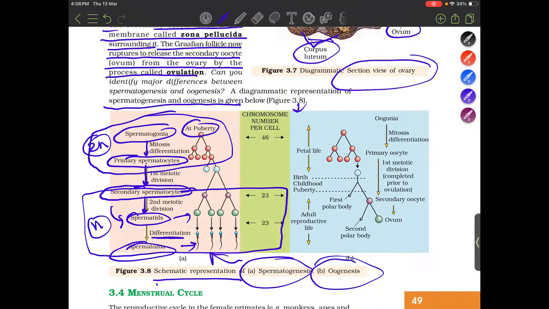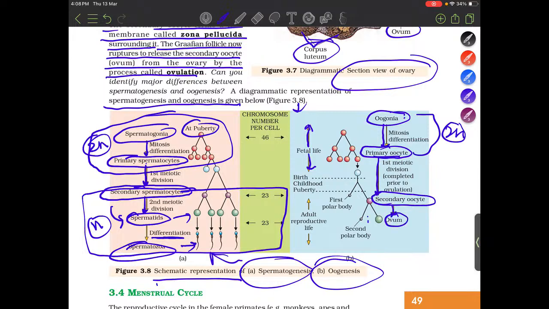Here is oogenesis. So in oogenesis, oogonia after mitosis and differentiation form primary oocytes, and these are 2n diploid, and this occurs in fetal life. And the primary oocyte, after first meiotic division completed before ovulation, forms a secondary oocyte, and the secondary oocyte develops into ovum.